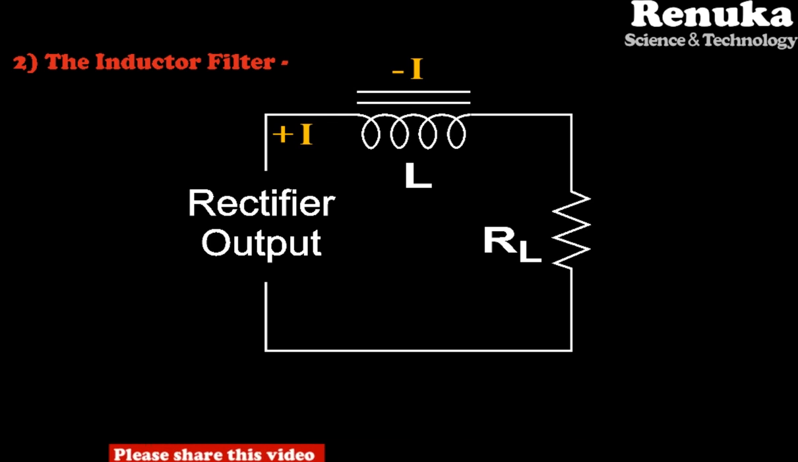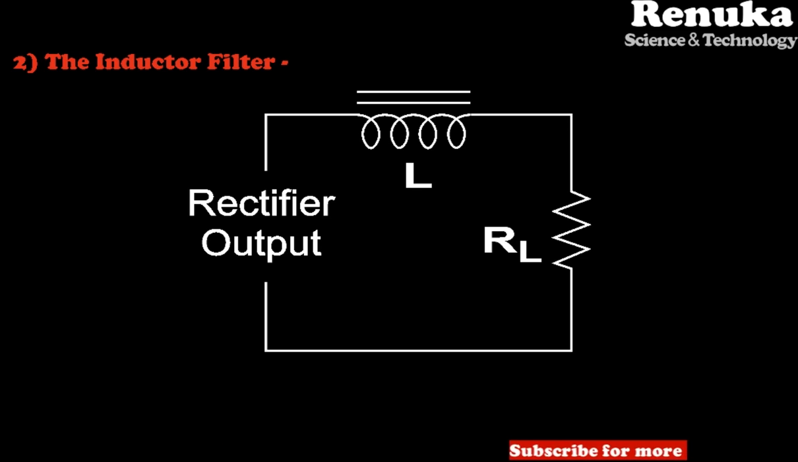And for DC, the coil is just a conductor, so DC current flows directly through the coil and moves towards the load resistance. So in this way the filtering action is done using an inductor filter.